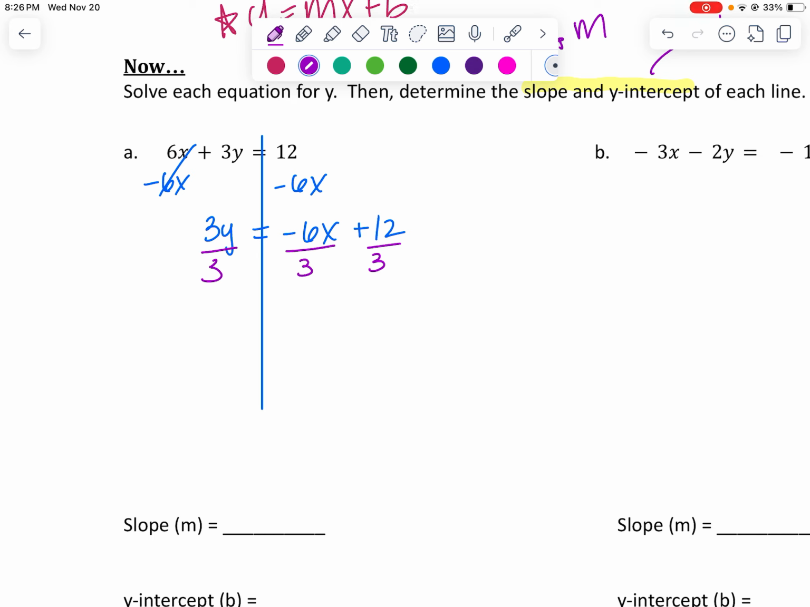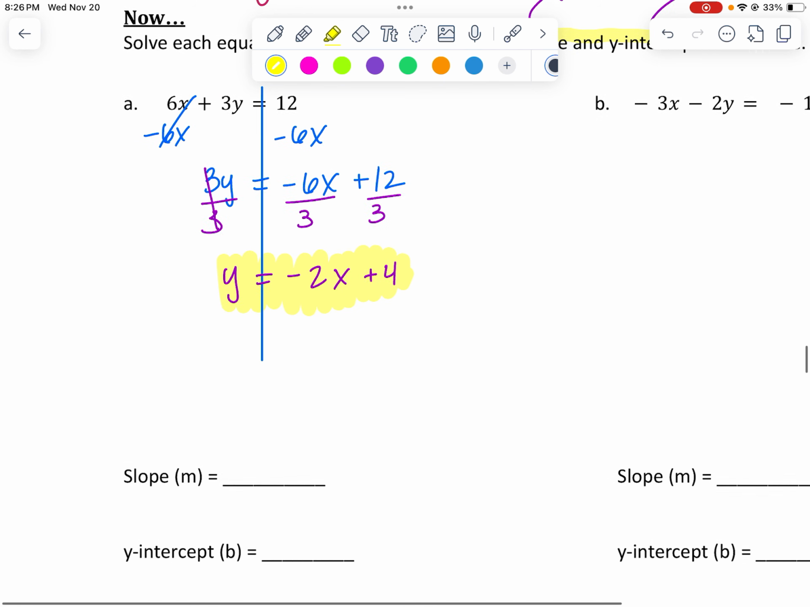So 3 divided by 3, that cancels out. We're left with y is equal to, thinking negative 6 divided by 3. Negative divided by positive does give me a negative. 3 goes into 6 2 times. So I get a negative 2x, and then plus 12 divided by 3, which is 4. Okay, so this is my equation that we're looking at. y is equal to negative 2x plus 4.